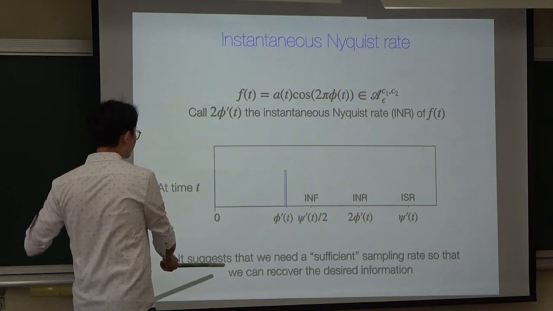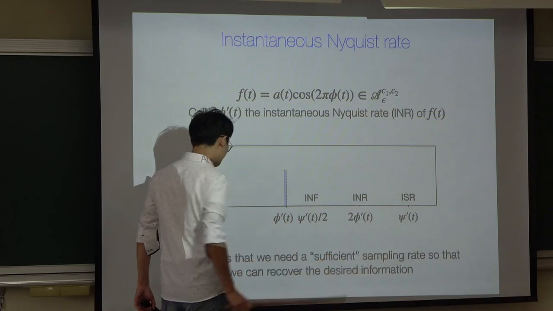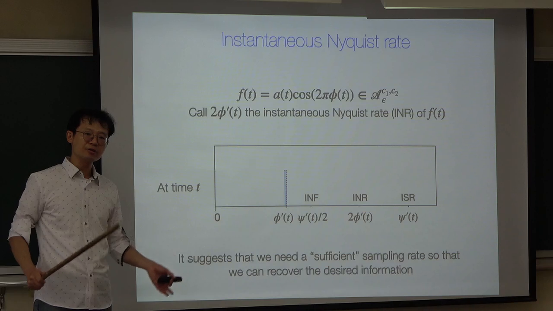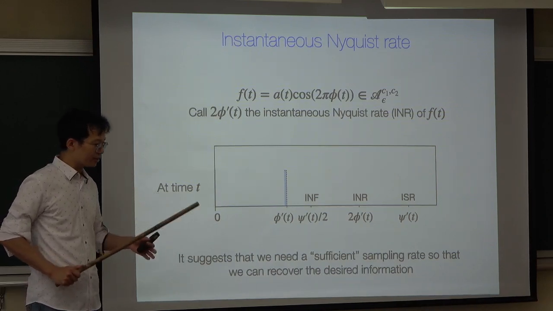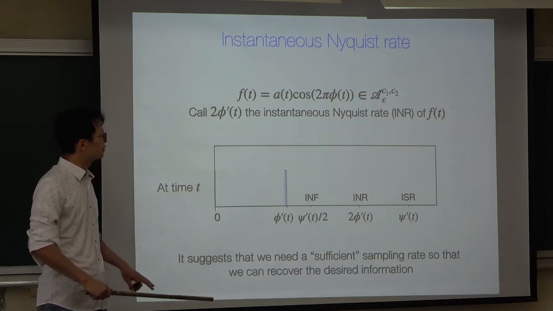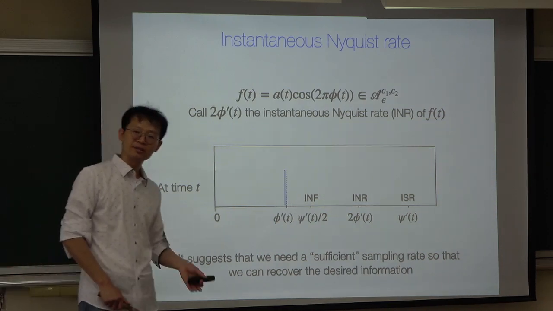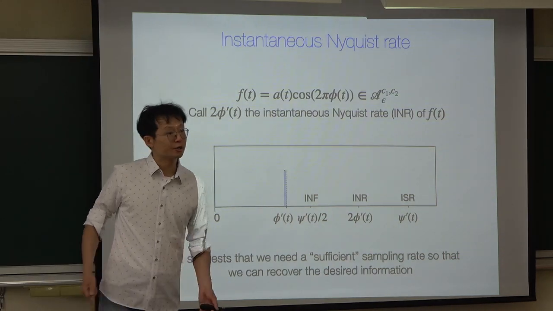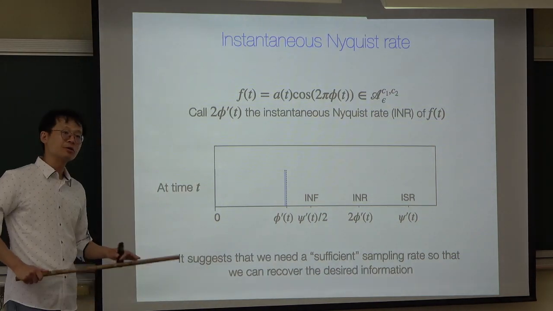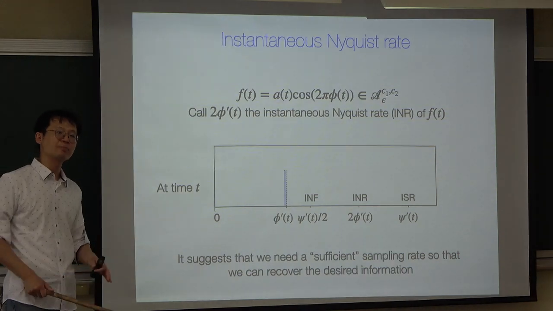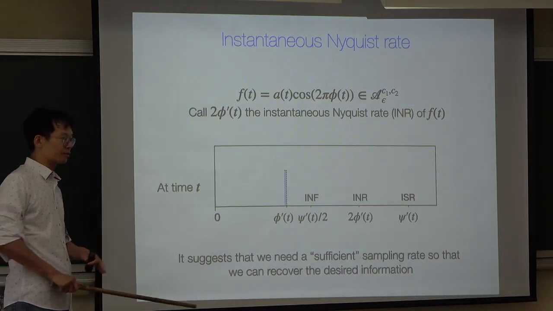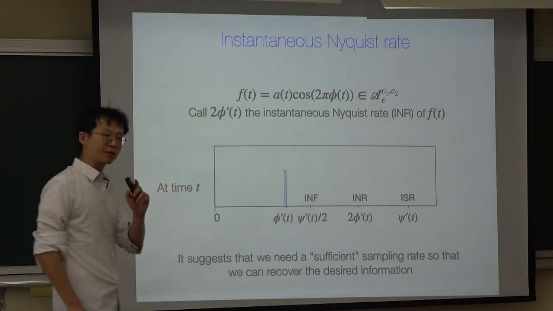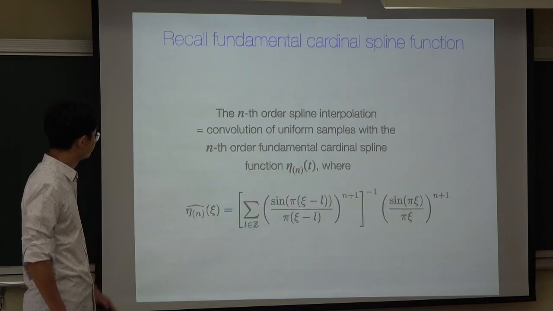So it suggests that we need a sufficient sampling rate so that we can recover the desired information. And there is a whole bunch of theorems you can develop or extend starting from here. For example, how to fully recover the signal from uniform sampling points, right? You can use sinc function interpolation, and so on. But here, we try to talk about how it happens for cubic spline interpolation. There will be some other topics that we can explore in the future. But here, we focus on cubic spline or spline interpolation.